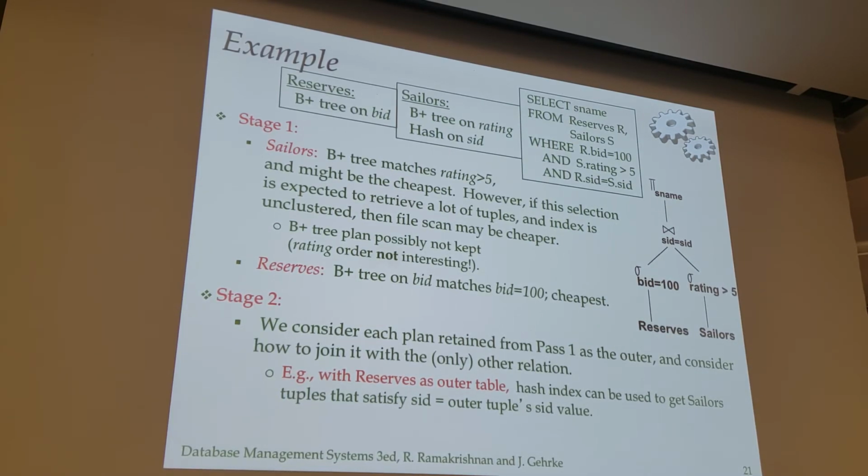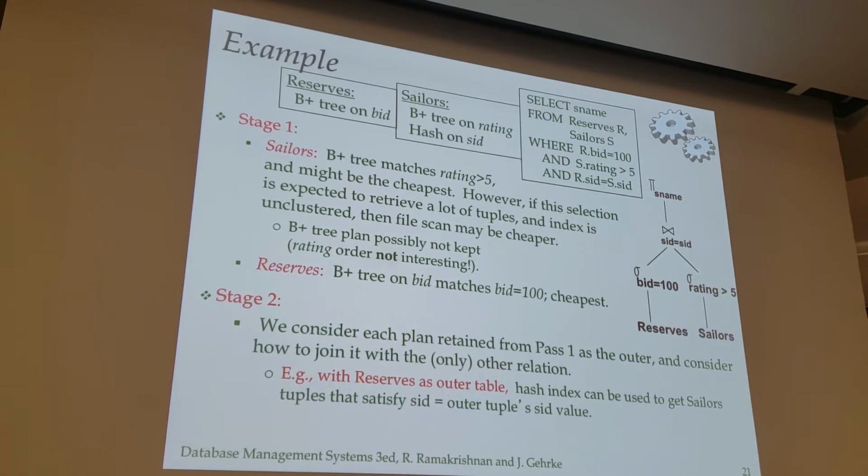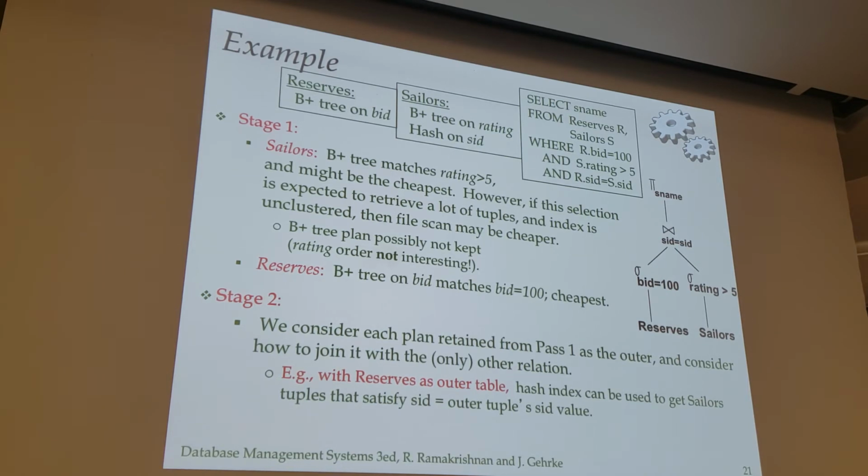So first of all, let's see if sailors is the table that we access in stage 1. Well, the B plus tree does match the rating, right? We have a B plus tree on rating, and we have a predicate rating greater than 5. So the B plus tree is something that we could use to get things with rating greater than 5. That's terrific. But if the index isn't clustered, it's not going to help me that much if there are a lot of tuples and I have to go ping, ping, ping, ping, ping with an unclustered index. If we're clustered, usually you don't have a clustering on rating, but you might. If you have a clustered index, that might be cool. With an unclustered index, it's not going to be great.